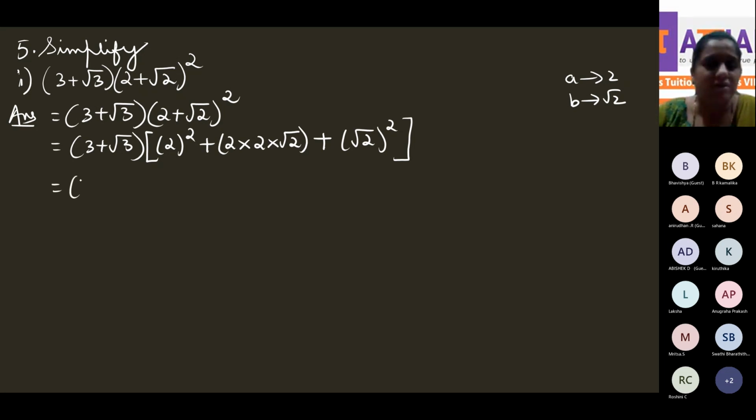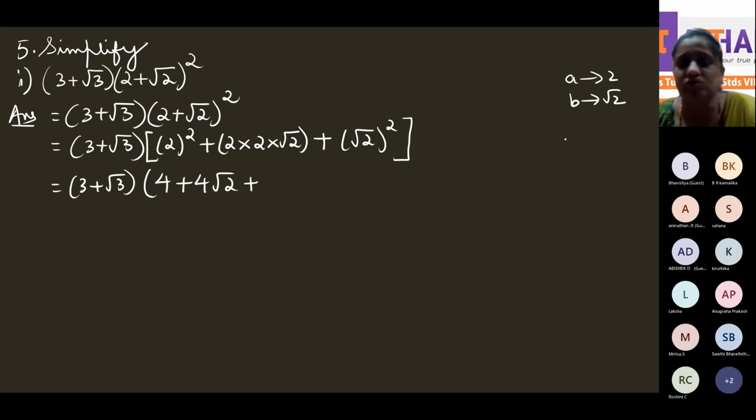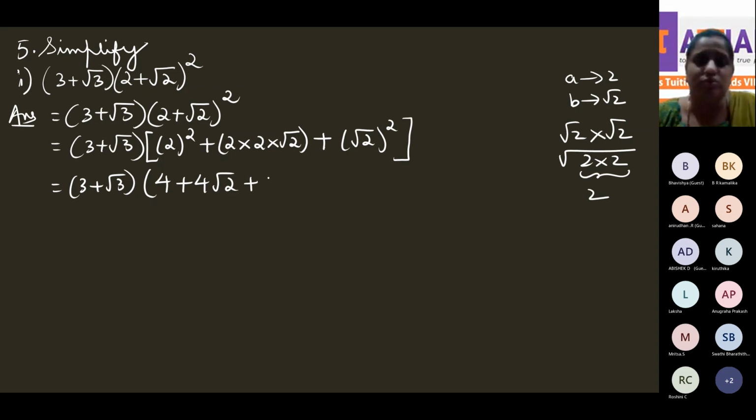Now, in the next step, the first bracket as it is. In the second bracket, 2 squared is 4 plus 2 2s are 4, 4 root 2, plus root 2 square. Root 2 square means root 2 into root 2. What is the value of root 2 into root 2, children? 2, ma'am. Root 2 into root 2 is 2 because it is root of 2 into 2, and from 2 2s, 1 2 comes out.